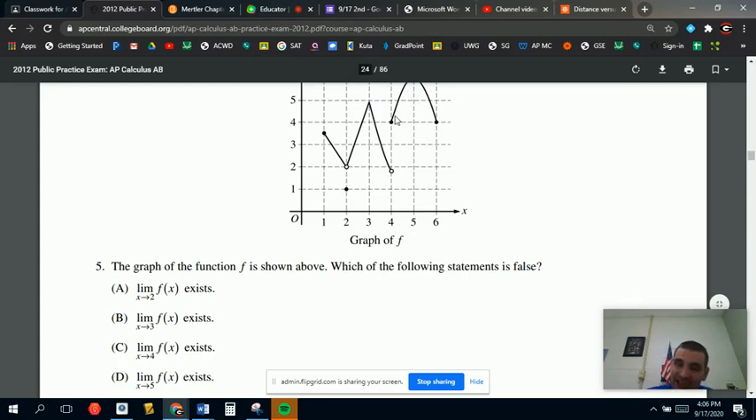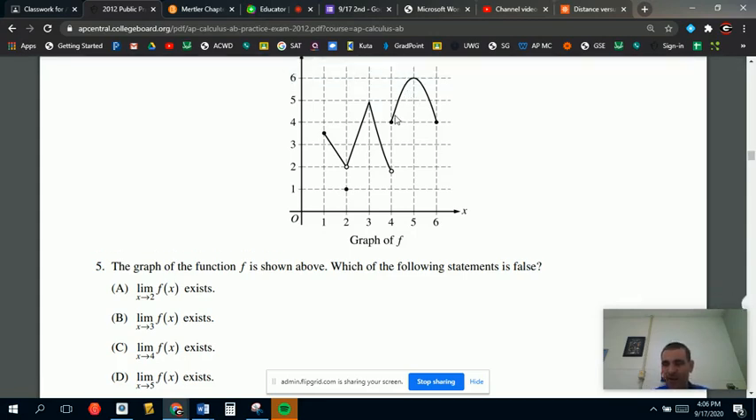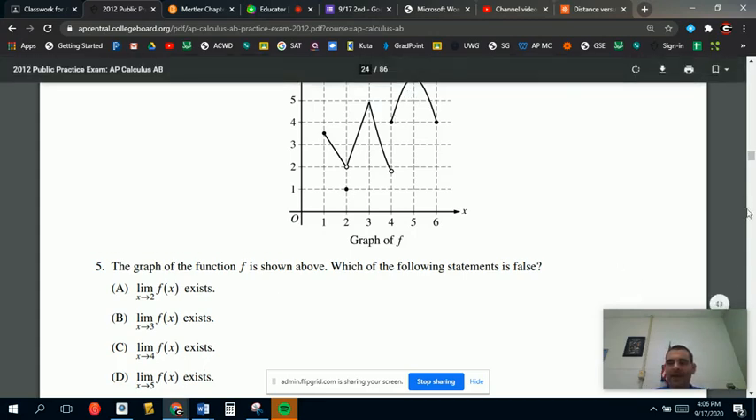The right-hand limit is 4. Those don't match. Therefore, it doesn't exist. C is correct. You probably want to consider your other two options. Ask, what about the limit as x approaches 5?